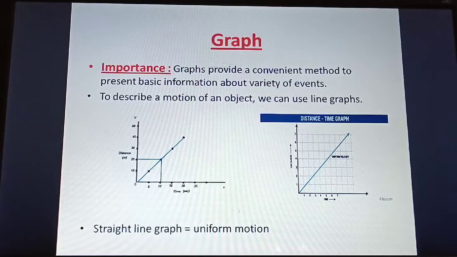Now, what is the importance of graph? Why do we need graph? Graph provides a convenient method to present basic information about a variety of events. So, when you prepare the graph, what is the usefulness of this graph? It provides a convenient method.